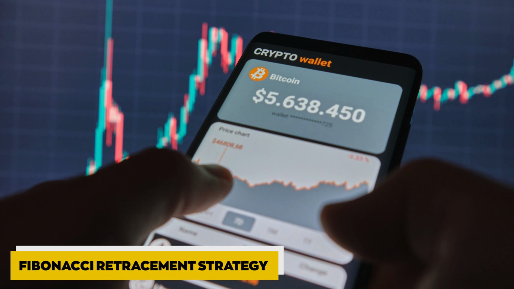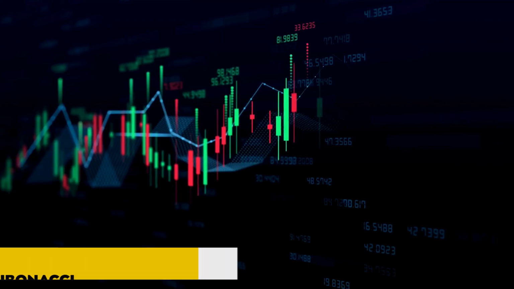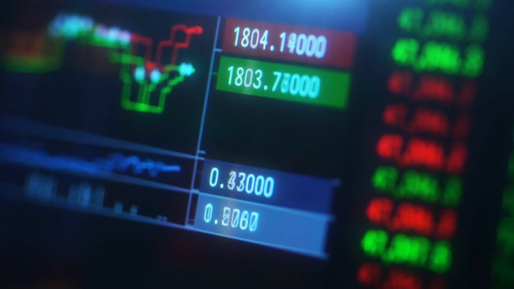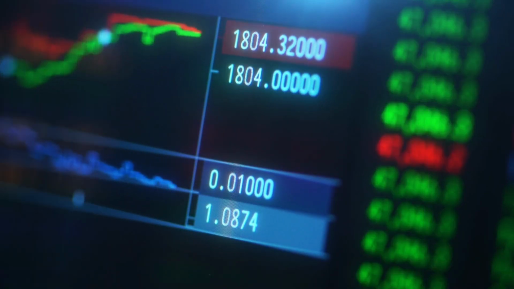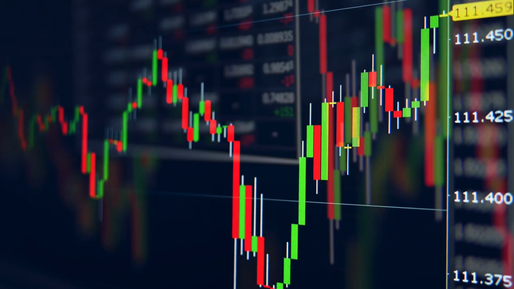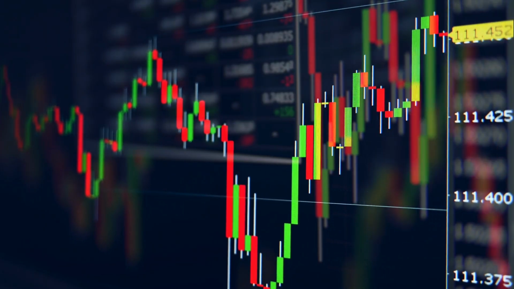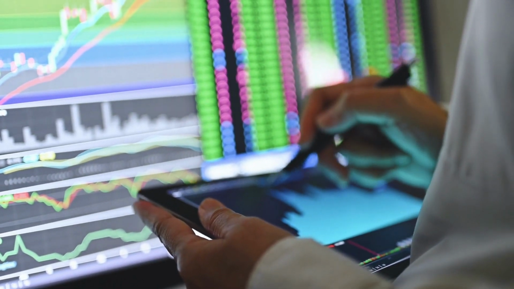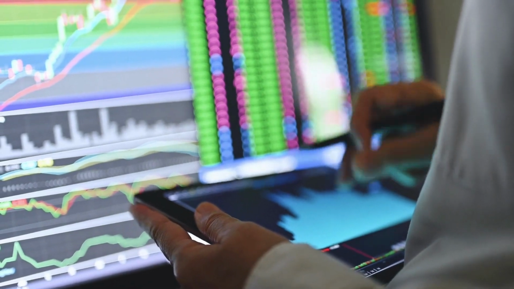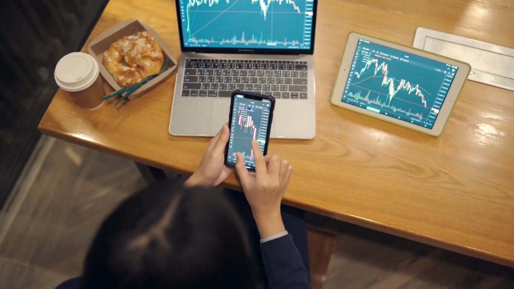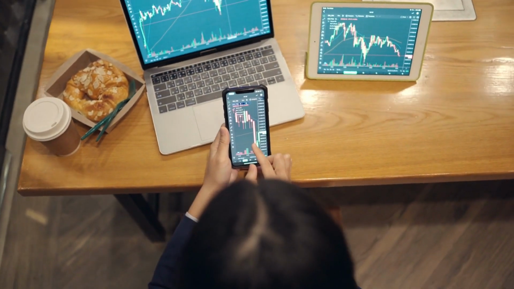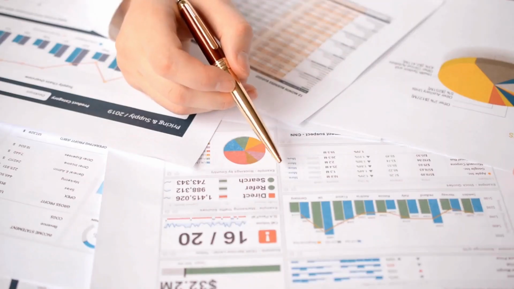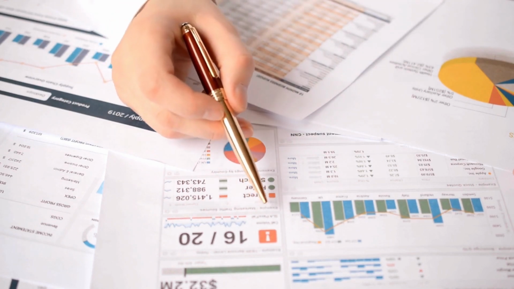8. Fibonacci retracement strategy. Fibonacci retracements are invaluable for scalping pullbacks in trending markets. Traders use this tool to find potential entry points at key retracement levels, 38.2%, 50%, and 61.8%. When the price retraces to these levels and shows signs of reversal, scalpers can enter trades in the direction of the main trend. Pairing Fibonacci levels with candlestick patterns like hammers or engulfing bars adds further confirmation. This strategy works best in trending markets, where retracements offer frequent scalping opportunities.